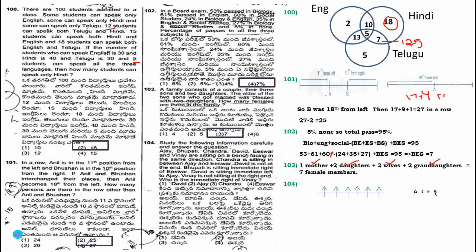Now David is sitting immediate left to Ajay. So immediate left to Ajay means this is Ajay, left to Ajay is this side. So here David is sitting. Now next one. Vinay is not sitting at the right hand. So what they said, right hand means this is the right hand. Vinay is not sitting there, so first place is D, A, C, E, B. So Vinay will be here. So what is the question? Who is immediate right of Vinay? Immediate right of Vinay is D, that is David.